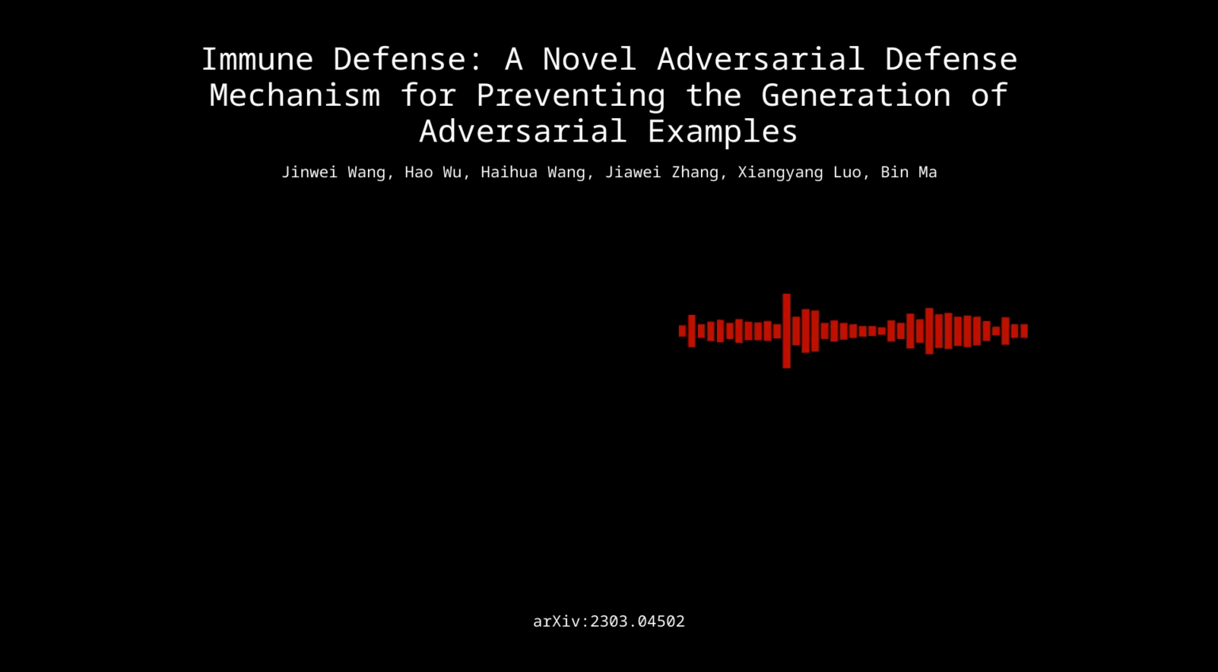Now, before we wrap up, I kind of want to zoom out a little bit and think about the bigger picture here. What are the real-world implications of immune defense? This research has the potential to be truly revolutionary, don't you think? I completely agree. The potential applications are vast and they're incredibly exciting.